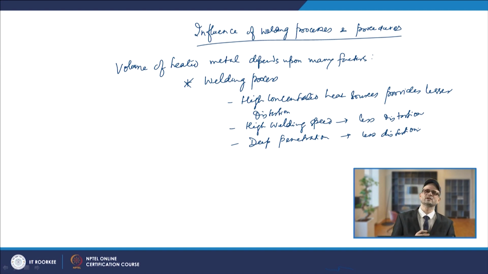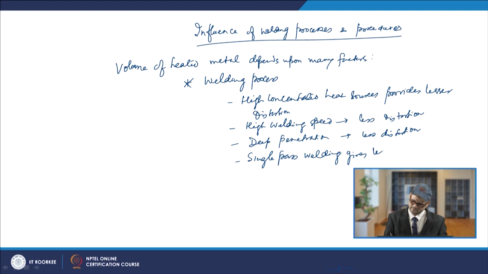Now, many a times we go either for a single pass weld or a multi pass weld. So, single pass welding gives you lesser distortion than multi pass welds. So, this is the effect of the welding process, and this is how these parameters will be affecting the extent of the welding distortion.